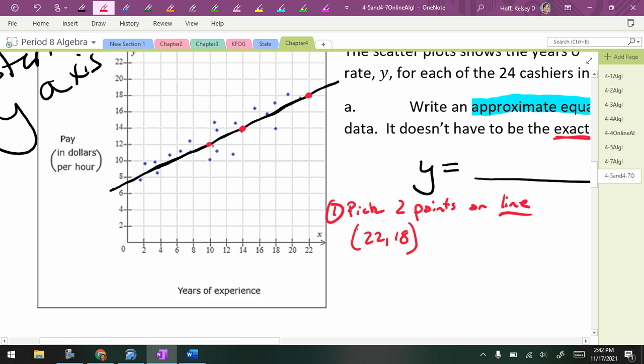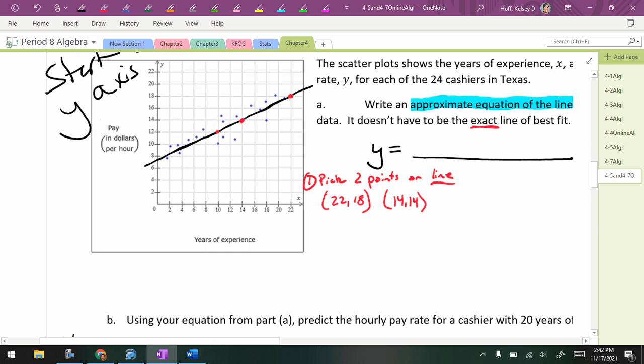Thatcher? What'd you say? 14, 14. Why would 14, 14 be a really good choice? They're the same numbers, right? You can't screw up which one's X and which one's Y. So let's use 14, 14. Now that I have 2 points on the line, what do I need to do? Find your slope. Take those 2 points and find your slope.